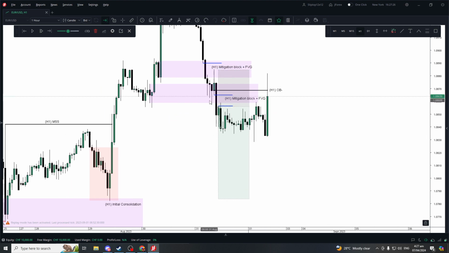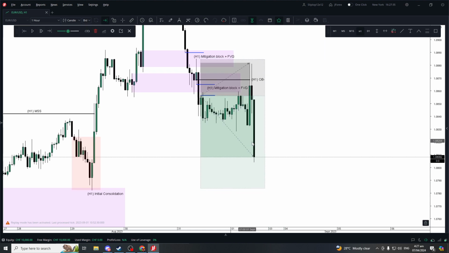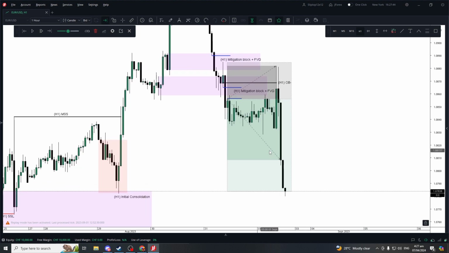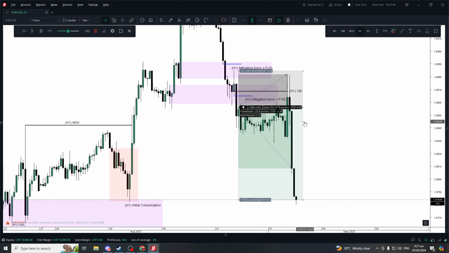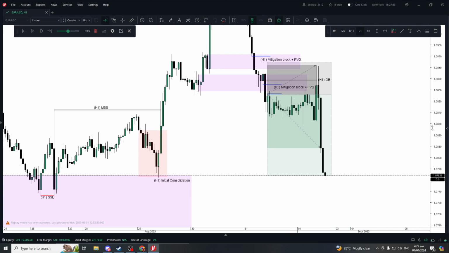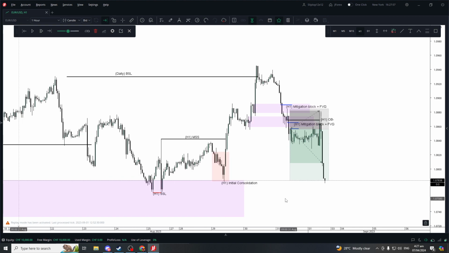Okay, we just swept those highs. So this is where I would go break even. So we already have this accumulation, manipulation, distribution. Beautiful. And how much is this? Risk reward is roughly 2.5. So this is the market maker model.